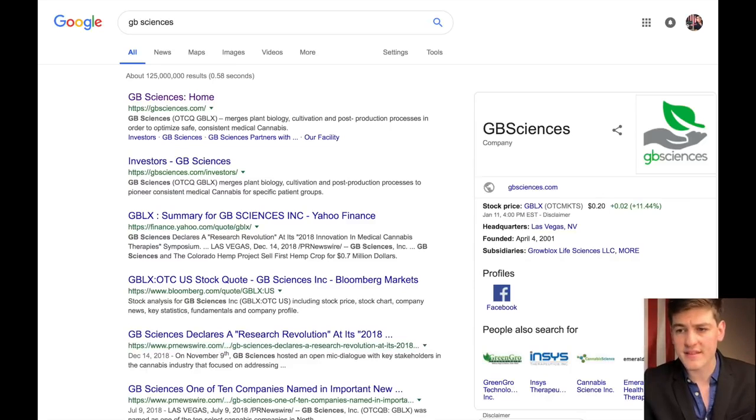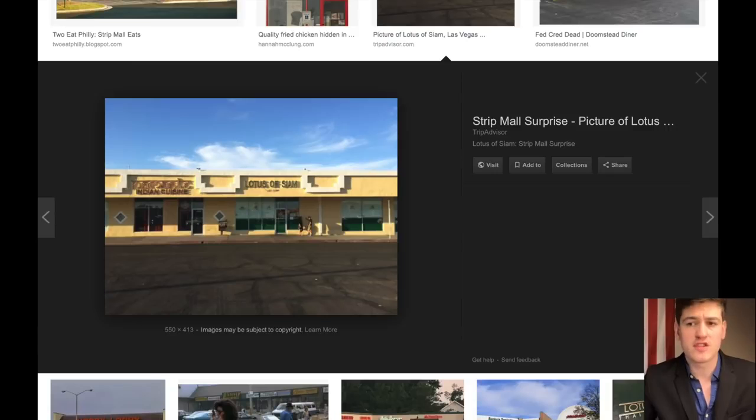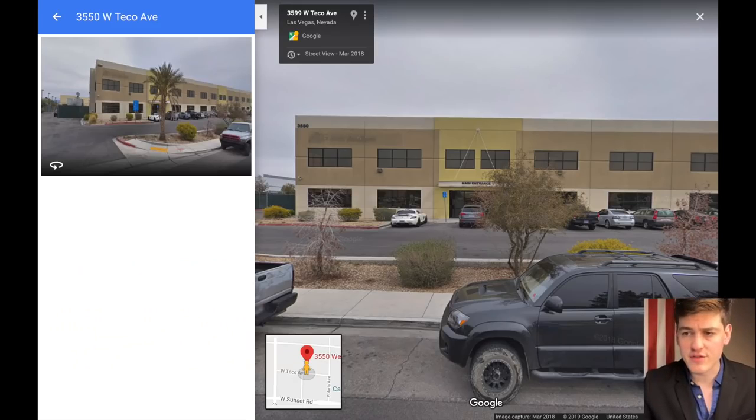So I Googled GB Sciences, and the first thing I did was I went to the About page to find the company's address. The reason that I like to find the address is because oftentimes these companies have fake addresses or are based in a sketchy strip mall in the middle of nowhere. And for me, I just don't trust companies that are based in sketchy strip malls. Anyways, I found that the address was based in Vegas, and I pulled up the street view and welcome to the front of GB Sciences.